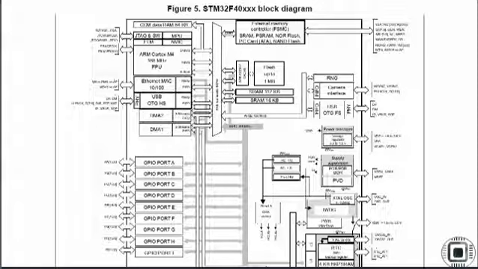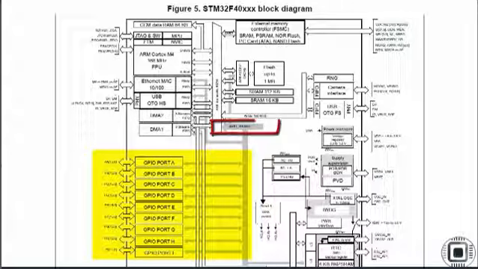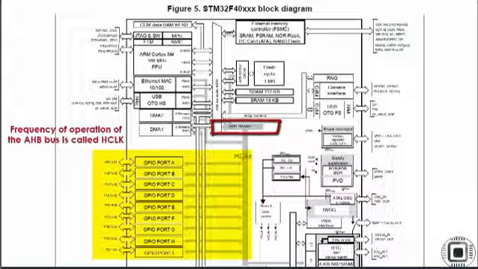Let me take you to the data sheet again and show it to you. Here you can see that GPIO ports are connected to the AHB1 bus, which can run at a maximum of 168 MHz. The frequency of operation of the AHB1 bus is also called the HCLK. So the peripheral clock of the GPIO port is derived from the AHB1 bus clock.